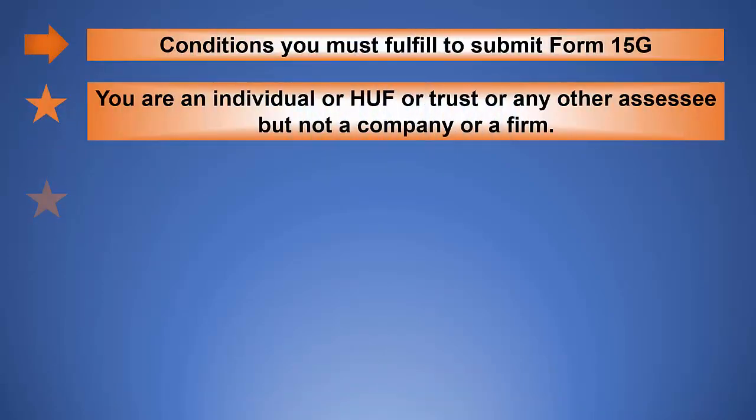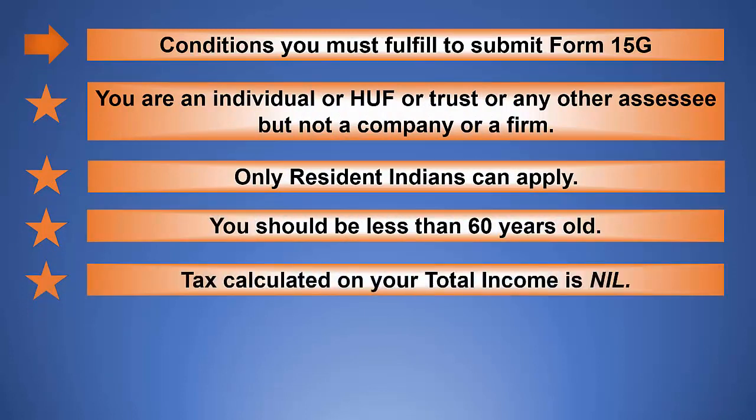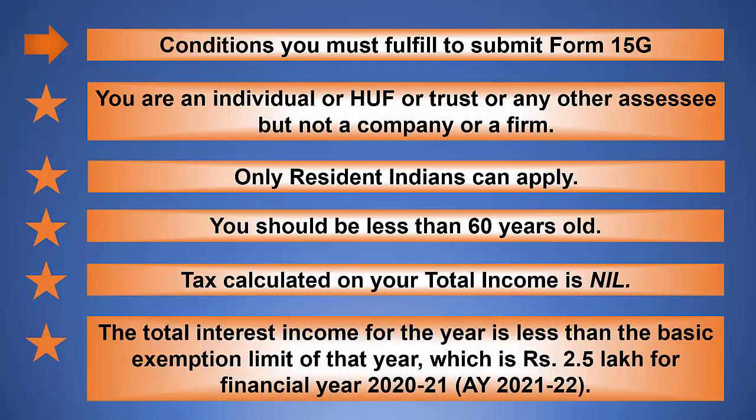Conditions you must fulfill to submit Form 15G. You are an individual or a HUF or trust or any other association, but not a company or a firm. Only resident Indians can apply. You should be less than 60 years old. Tax calculated on total income is nil. Total interest income for the year is less than the basic exemption limit of that year, which is rupees 2.5 lakh for financial year 2020-21.